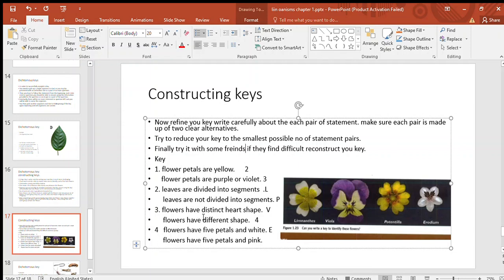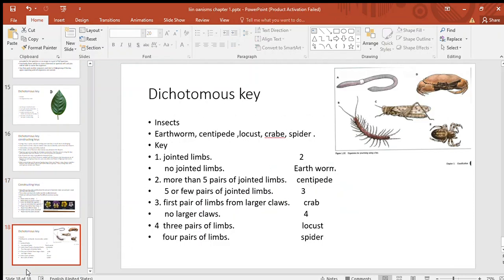Statement number 4. Flowers have 5 petals and white. Flowers have 5 petals and pink. There are 2 alternatives in option number 4, but we choose one, which is flowers have 5 petals and white, and the flower is erodium. Now we have named all the flowers. I hope you understand that key, how to construct a key of your own. Now we move to the example of animals, insects.